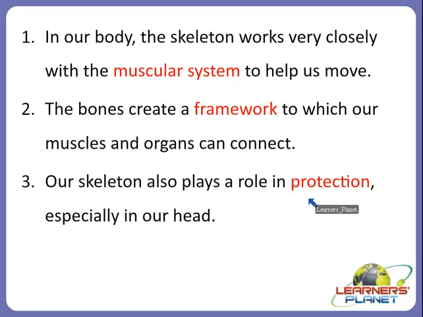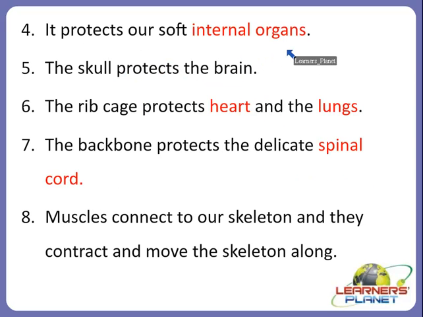And our skeleton also plays a role in protection, especially in our head. So you can just imagine that the bones of our skull protect our very important organ, that is, the brain. Right? So it protects our soft internal organs also. The skull protects our brain. The rib cage protects the heart and the lungs. The backbone protects the delicate spinal cord. Right? The muscles connect to our skeleton and they contract and move the skeleton along with them.